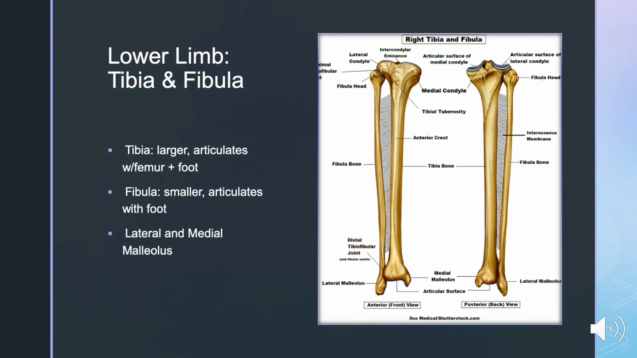The tibia is the larger bone and articulates with both the femur and the foot, while the fibula is smaller and it articulates with the side of the tibia and the foot. The foot articulations occur via the talus bone and the lateral and medial malleoluses.